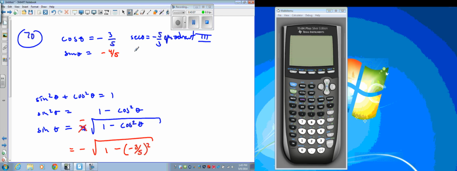So what's its reciprocal? Okay, cosecant theta is negative 5/4. And then tangent, so what are we going to use for tangent? We're going to use the identity of what? Sine over cosine?